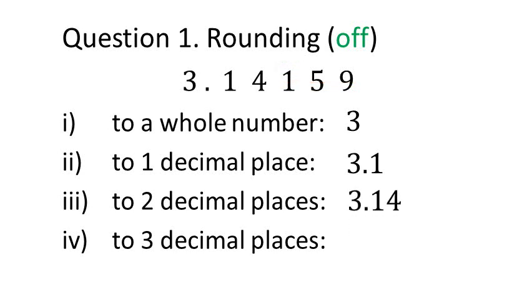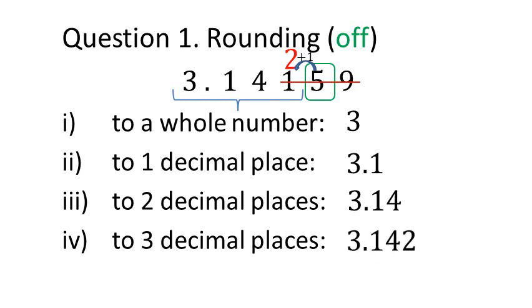The fourth question is to round it to 3 decimal places. This means the answer is up to 3 decimal places. So we check the next digit, which is 5. We compare 5 with 5. Since 5 is equal to 5, we need to round up. This means we need to add 1 to the digit 1, which becomes 2. Then discard the rest. So the answer will be 3.142.